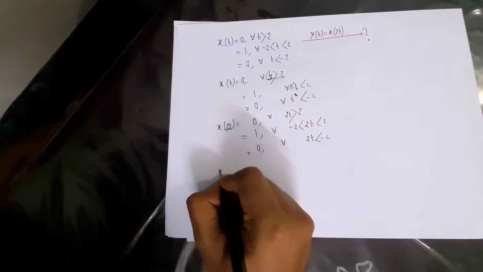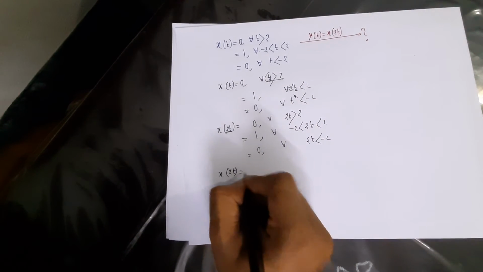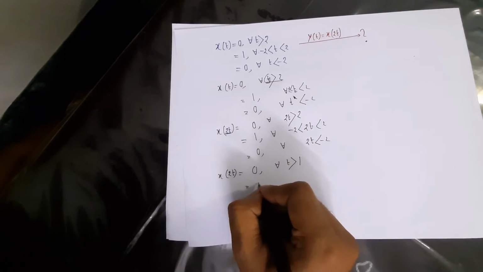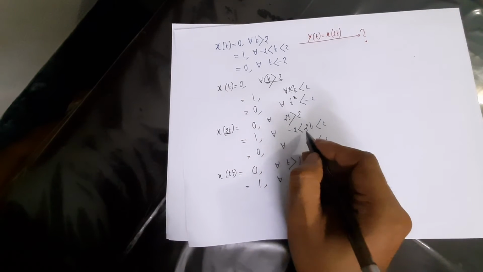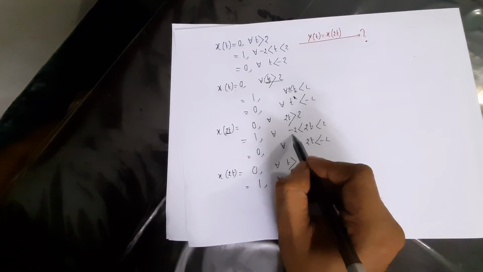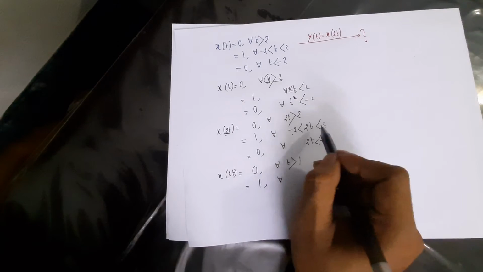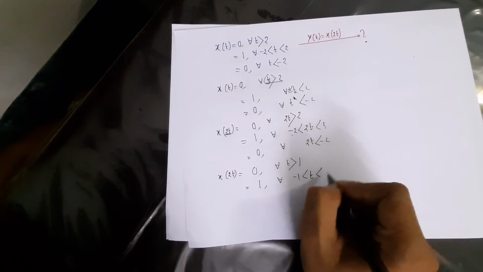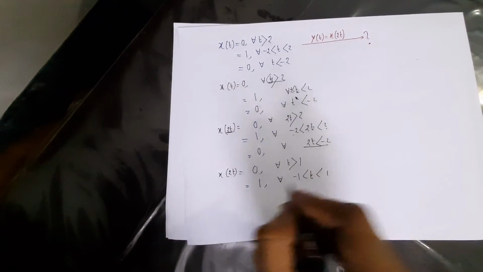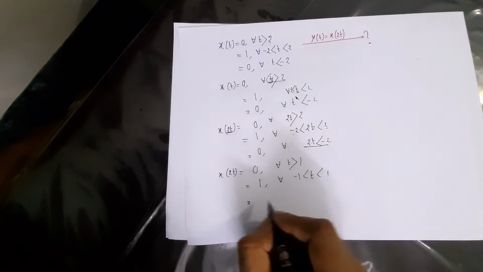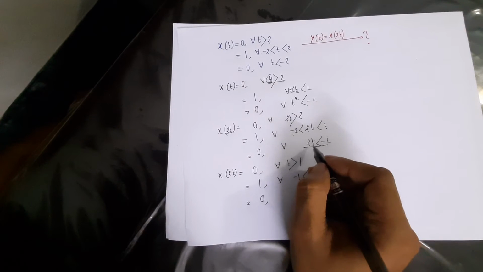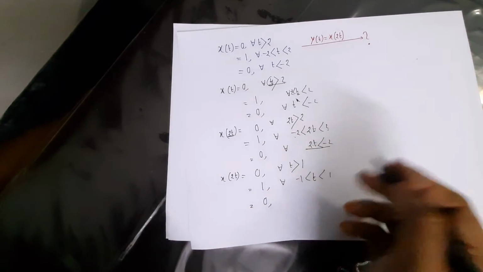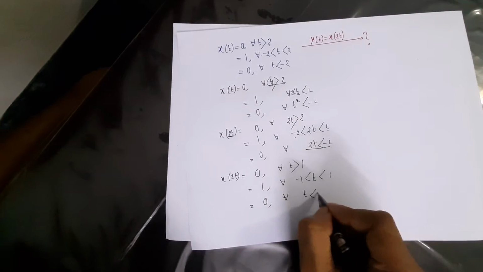Now just simplify this. You are having x of 2t is equal to 0 for all t greater than 1. X of 2t is equal to 1 for all 2t varying from -2 to 2. So if you divide by 2 everywhere, you will get that t varies from -1 to 1. If 2t is lesser than -2, that simply means t is lesser than -1. You get it by dividing both the sides of this inequality sign, that is this less than sign, by 2. So you have t lesser than -1.